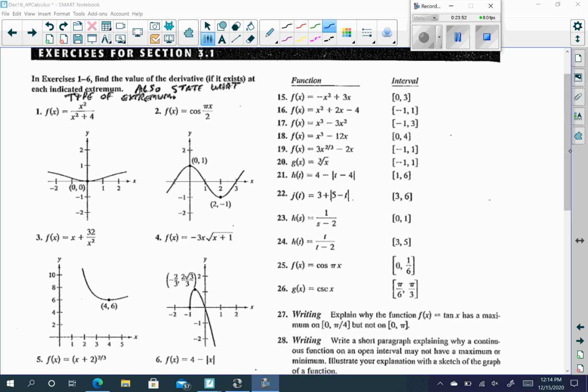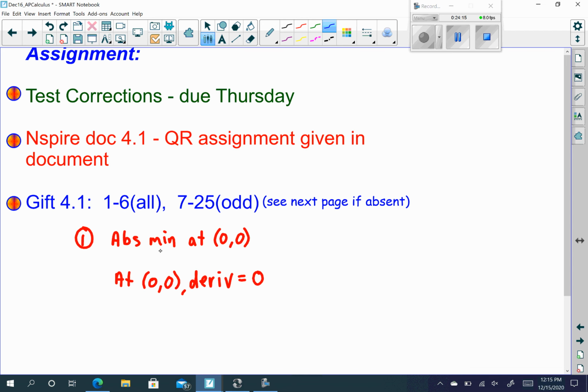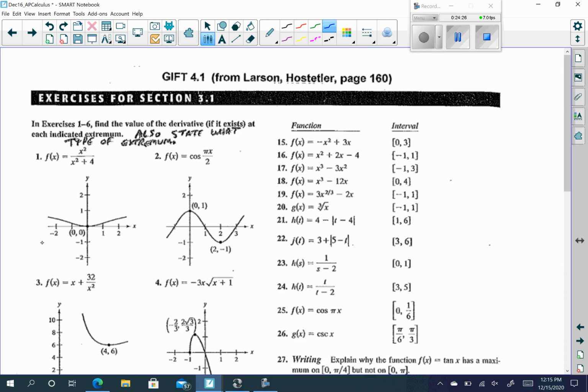Notice that number 1, I'm just going to work this one out for you so you know how to state the answer. I'm not asking you to state it like we did in our last example. In this case, if you notice the point that's right here, we would have an absolute min that's going to occur at the point 0, 0. For right now, it's okay to say the absolute min. I'm not asking you to find it, I'm just asking you to state what type. Then you can also say at 0, 0, the derivative is equal to 0. We would have a horizontal tangent line here. So it's either going to be the derivative is undefined or the derivative is equal to 0.